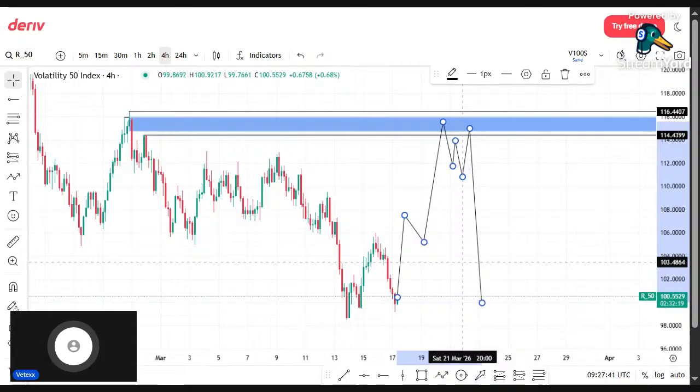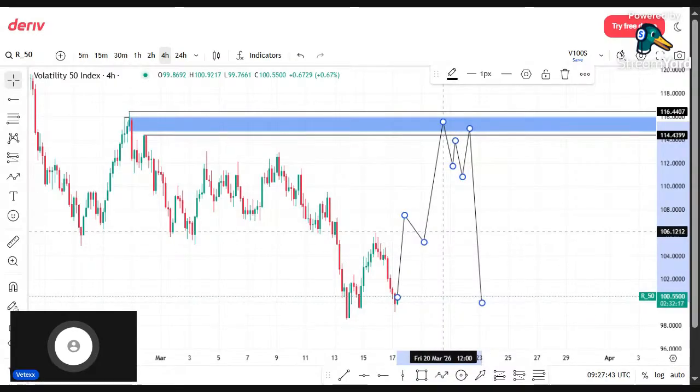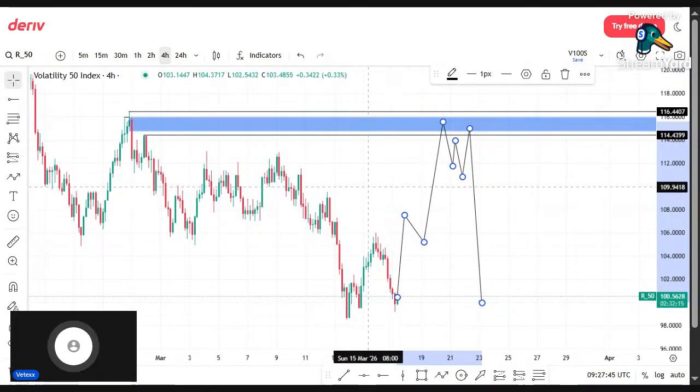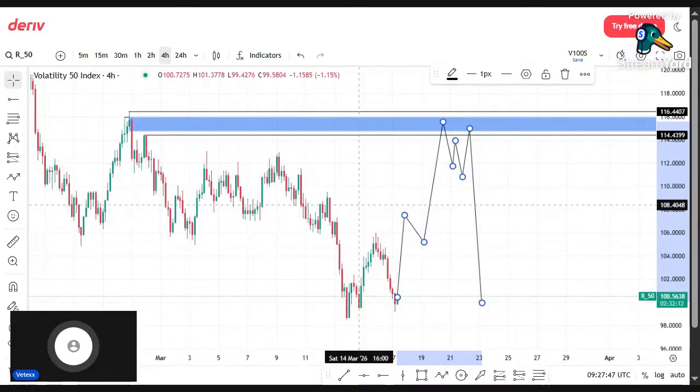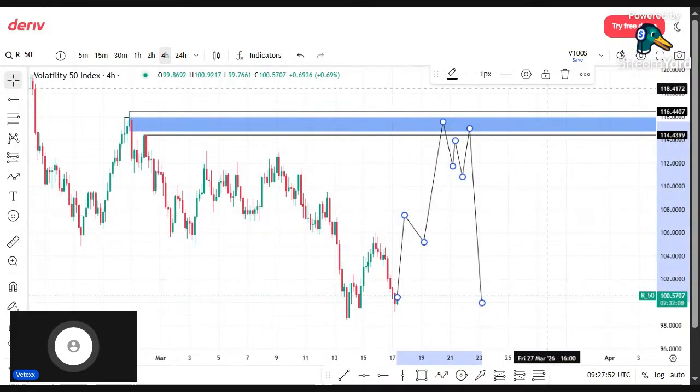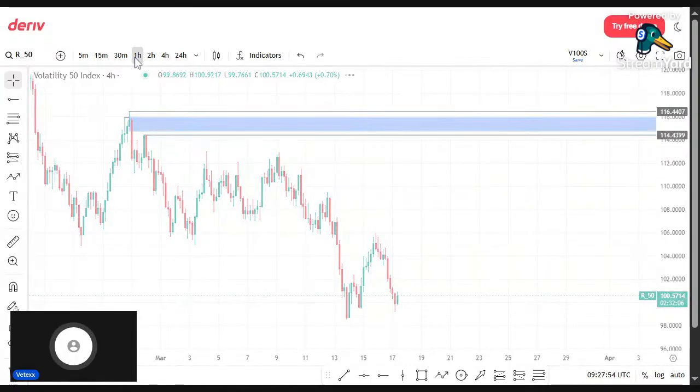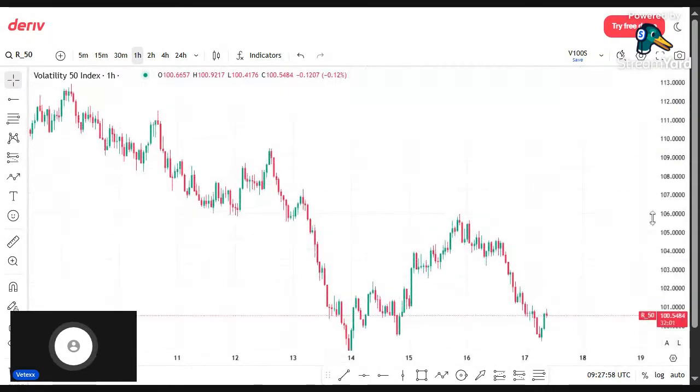So this is what we're anticipating on the V50 index on the 4 hour time frame. So if we check on the 1 hour time frame, do we have another continuation setup on the 1 hour time frame? So let's leave this aside and go to the 1 hour time frame and check if there is any other setup that we can anticipate.